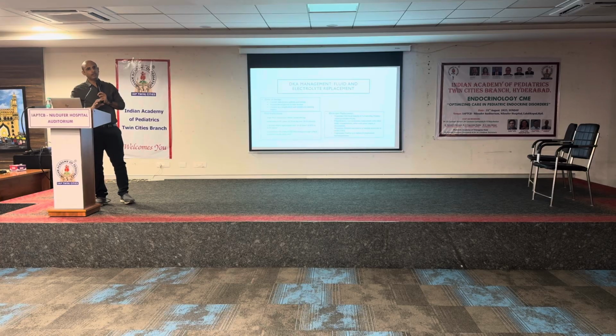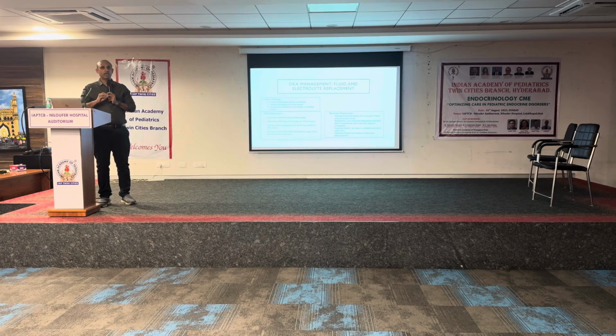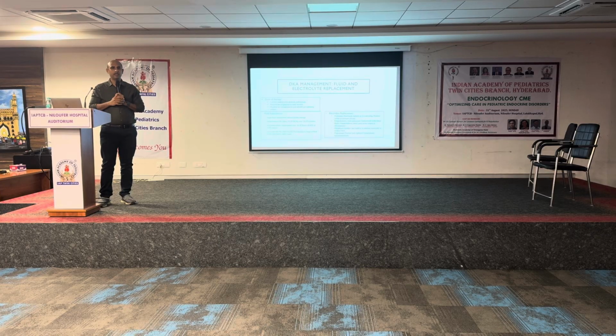So the initial fluid is better to always be 0.9% NS as a bolus. This bolus should be subtracted from the fluid deficit. So what is the deficit calculation? Mostly 5% dehydration is mild, 7% is moderate, and 10% of the body weight is severe deficiency. Based on that, you need to calculate. For example, if a 10 kg child comes with moderate dehydration, that means he has 7% weight loss, which means 700 ml of fluid is deficient.